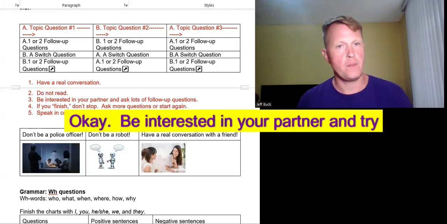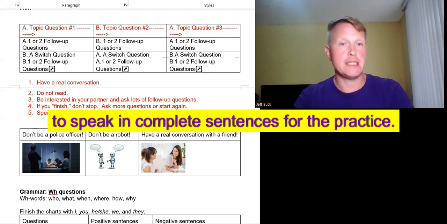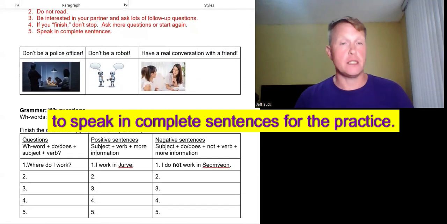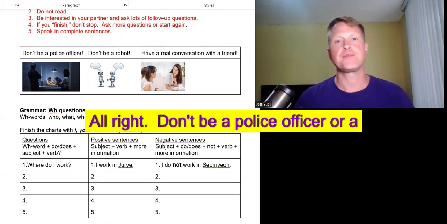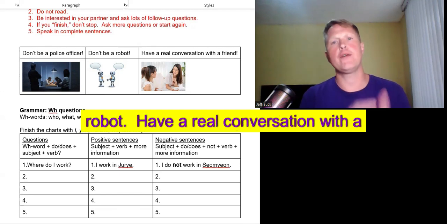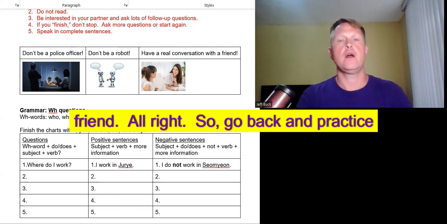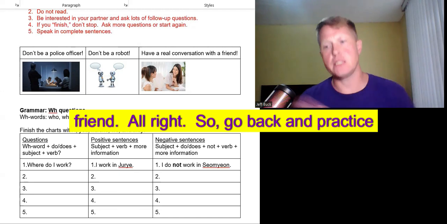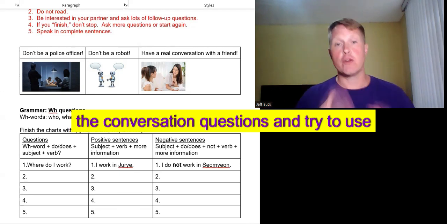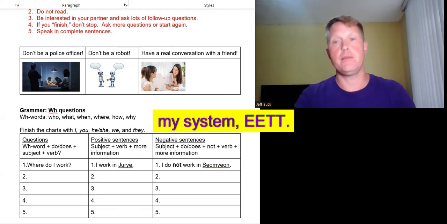Don't read. Okay? Be interested in your partner and try to speak in complete sentences for the practice. All right? Don't be a police officer or a robot. Have a real conversation with a friend. All right, so go back and practice the conversation questions and try to use my system, EETT.